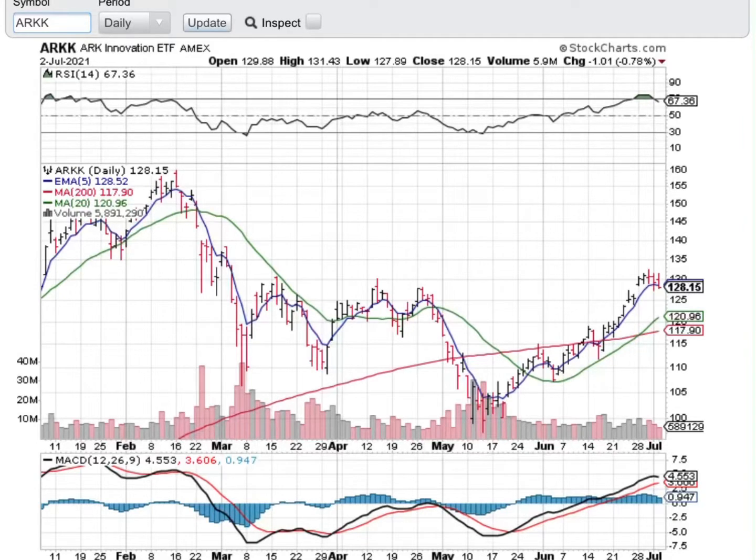I'm going to be breaking down ARK Fund's Innovation ETF. This is one of my core position holdings, and I want to show you guys how I traded around this down move that we just saw.